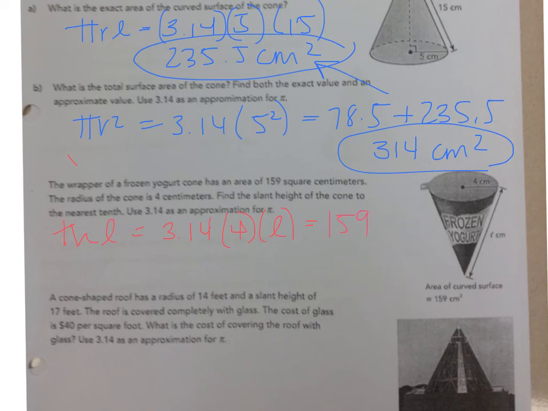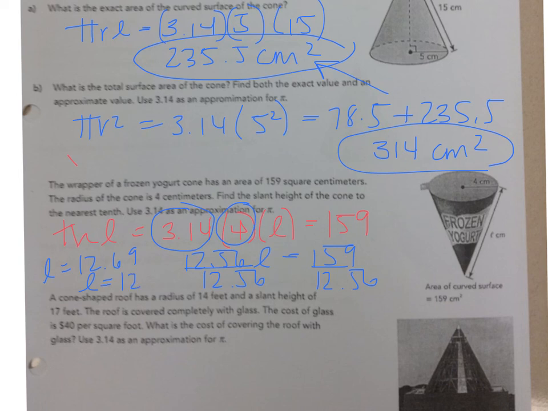Okay, so we're going to do 3.14 times 4. That's going to get us 12.56, so we multiply these two together. So 12.56 L equals 159. Now we need to divide both sides by 12.56. So 159 divided by 12.56 gives me 12.69, or the slant height is 12.7, and that would be centimeters.